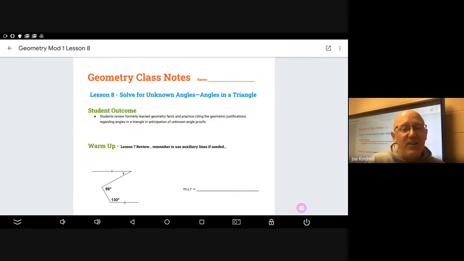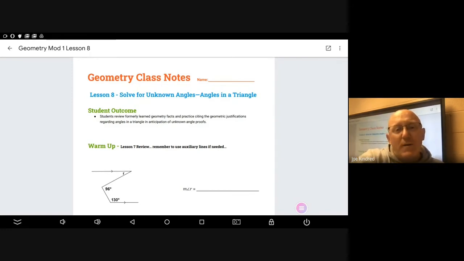In lesson 6, we began to look at 3 concepts: supplementary angles, vertical angles, and then the sum of angles around a point equals 360. In lesson 7, we dealt with this concept of 2 or more parallel lines cut by a transversal. And we learned things like corresponding angles, alternate interior angles, alternate exterior angles, as well as same side interior angles are supplementary.